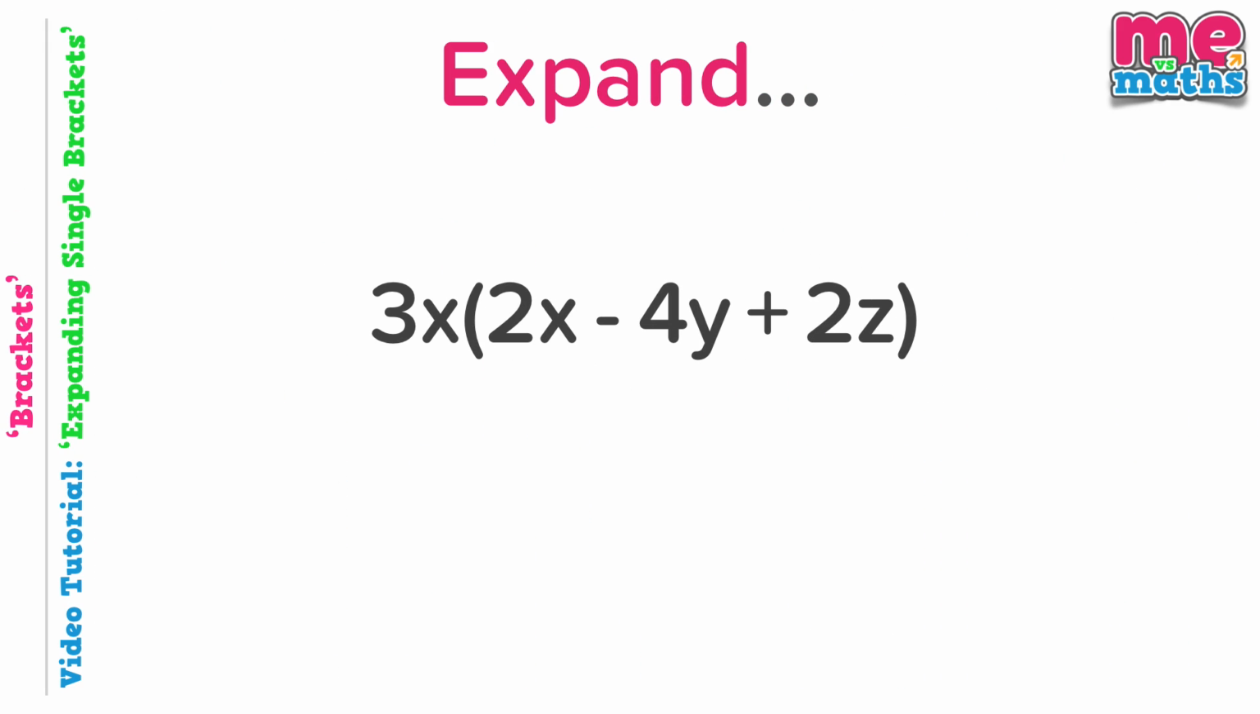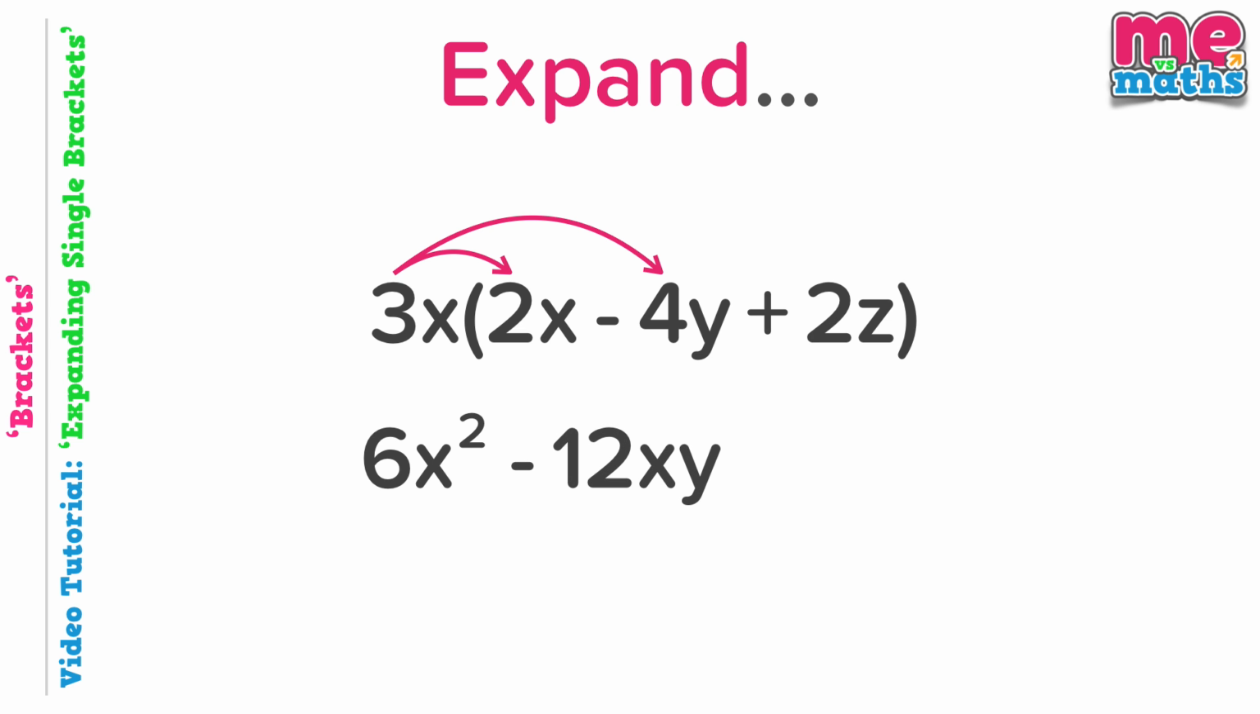Last of all then for this tutorial, 3x times 2x, or 3 times 2 is 6, and x times x is x squared, so 6x squared. Next, 3x times minus 4y. A positive term multiplied by a negative term will give a negative answer. 3 times 4 is 12, and x times y is xy, so minus 12xy is the next part. Finally, 3x times 2z. These are both positive, so it'll be a plus. 3 times 2 is 6, and x times z is xz, giving plus 6xz.